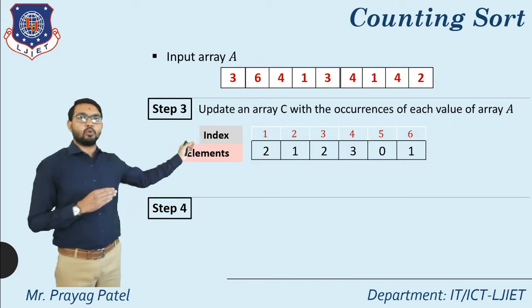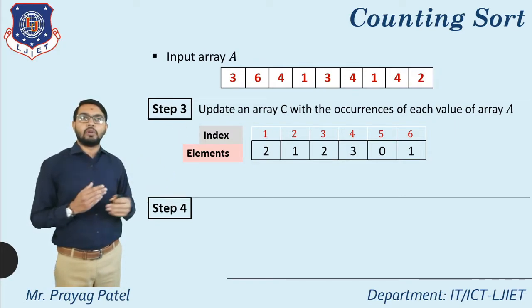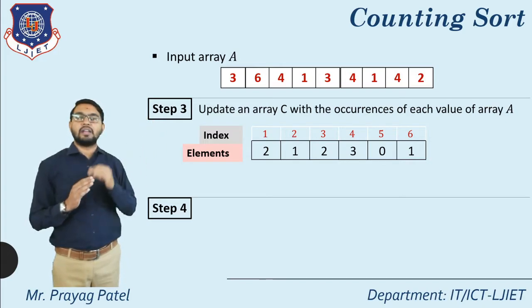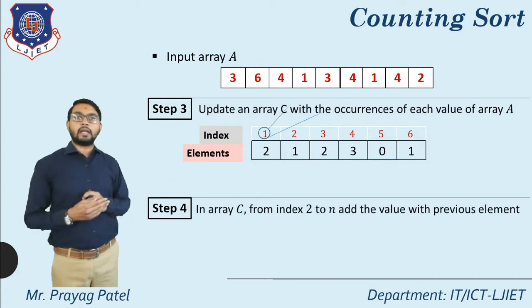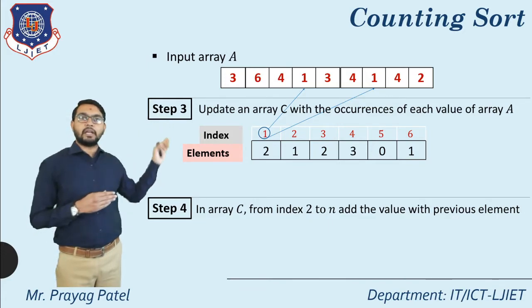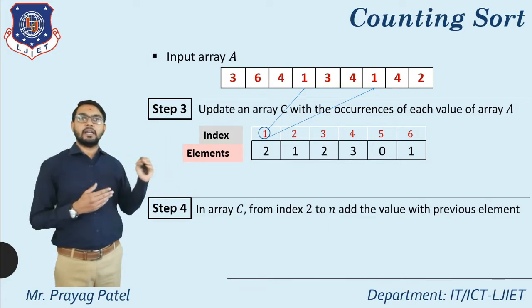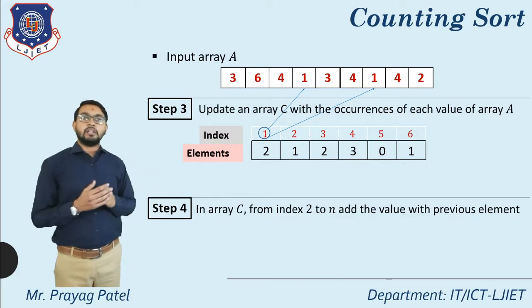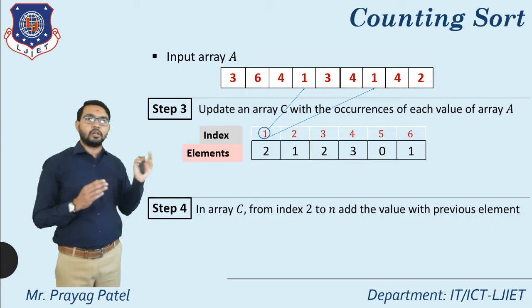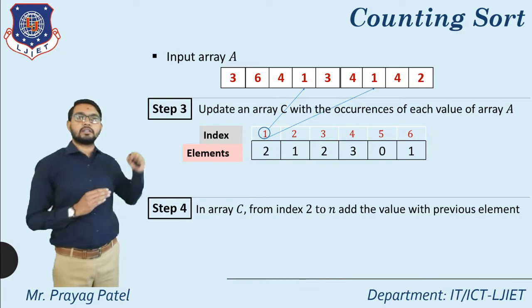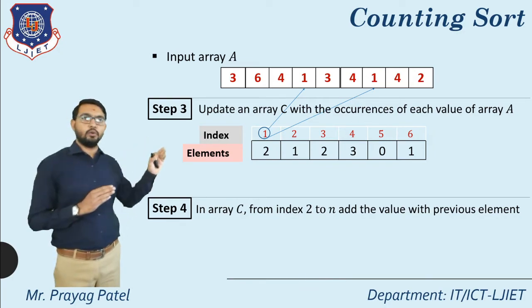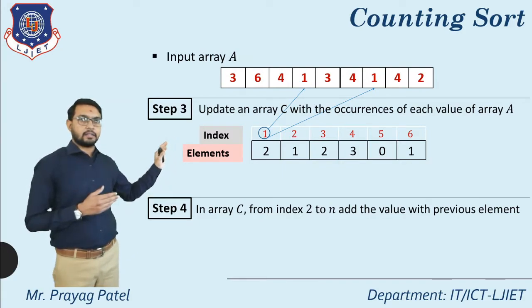Now for index number 2 in array C, how many times is 2 repeated? 2 occurs only one time in array A, so the value is 1. Similarly, 1 occurs 2 times, so put 2 in column 1; 2 is repeated 1 time, so put 1; 3 is repeated 2 times, so put 2 in column 3; 4 is repeated 3 times, so put 3 in column number 4; 5 is not available, so put 0 in column 5; and 6 occurs one time, so column number 6 has the value 1. So array C is here.